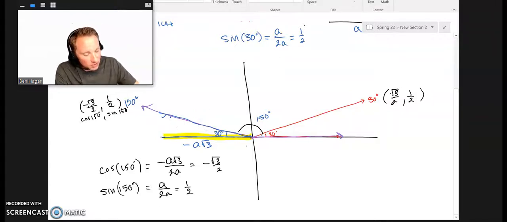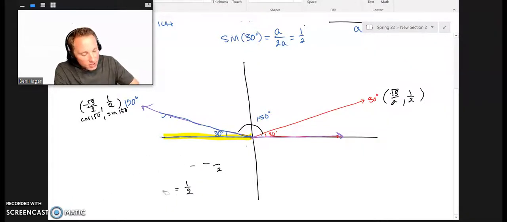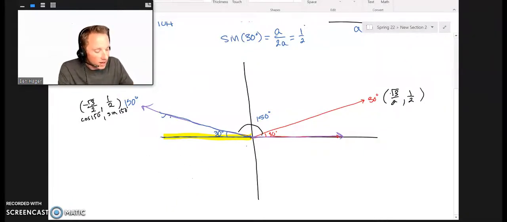Let's look at the cool part about the unit circle here. Let me move my work. What do you notice about these angles? The red angle, 30 degrees, and the blue angle I've drawn here at 150 degrees. Do you notice that they have the same cosine, except it's off by a minus sign, and they have the same sine?